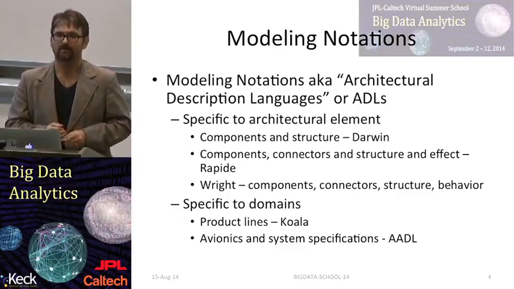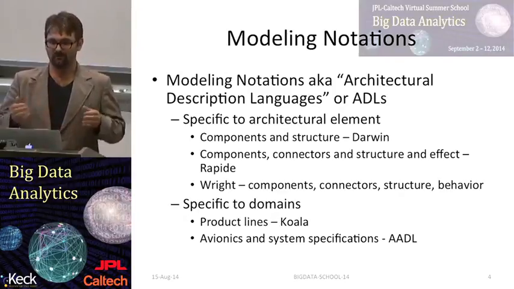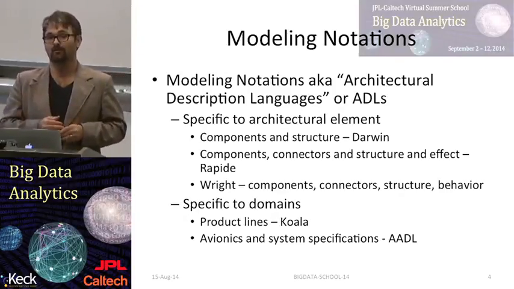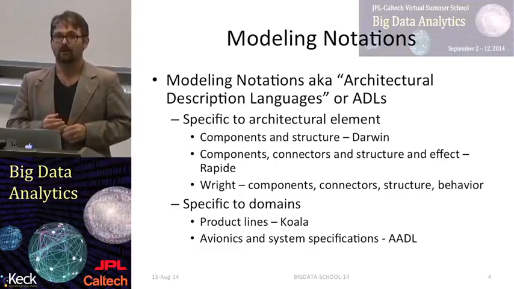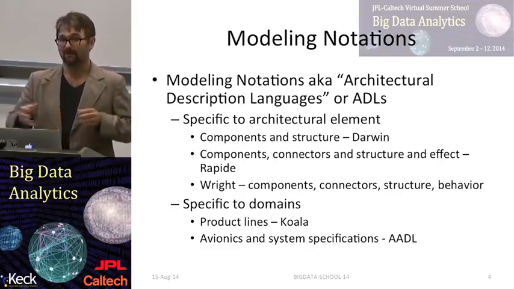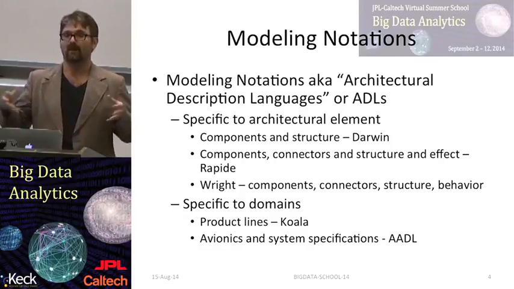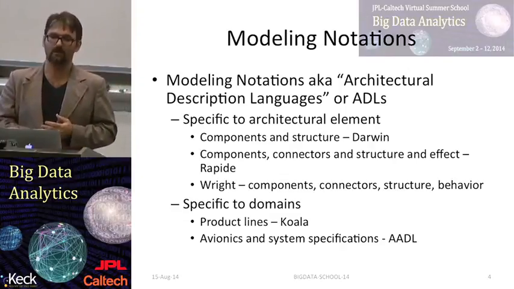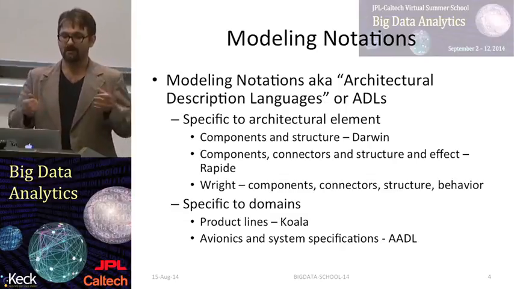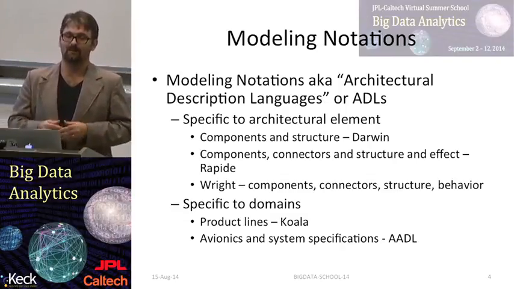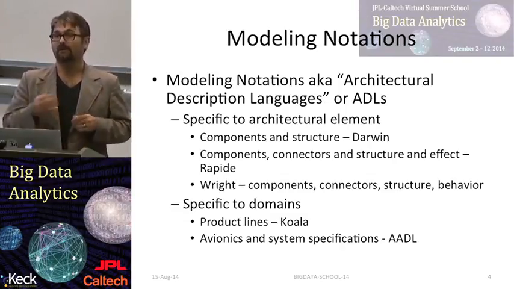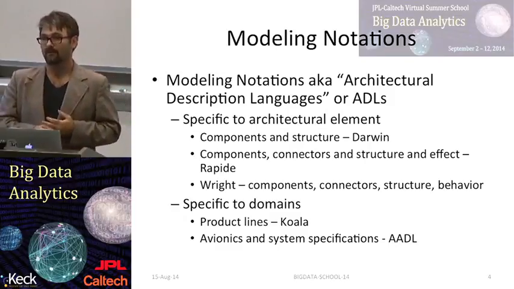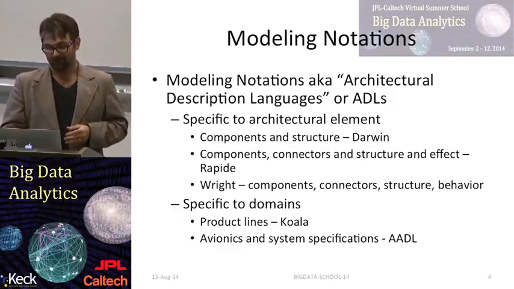Then we had some architecture description languages that were specific to a particular domain, like Koala, which was used very heavily to model product lines. So large numbers of product lines for televisions or for television software systems and controllers were modeled by things like Koala. In the avionics domain, you had things come out like the Avionics Architecture Description Language, or the AADL for that.